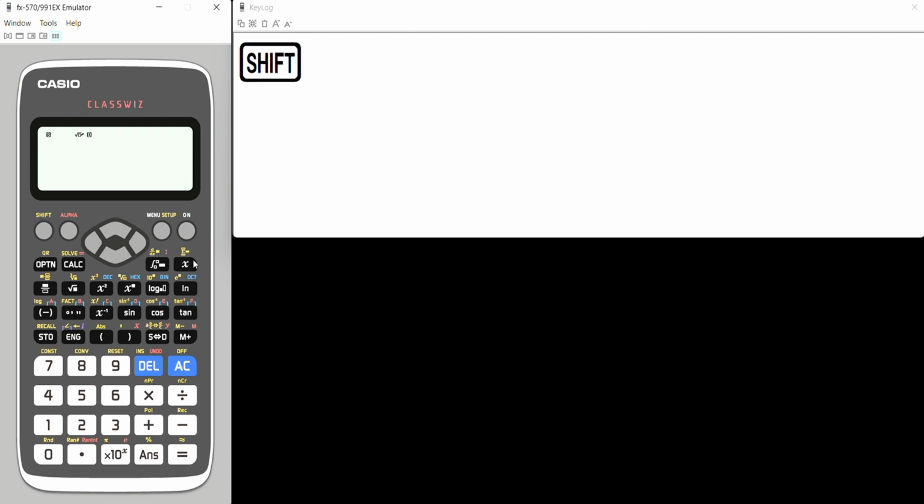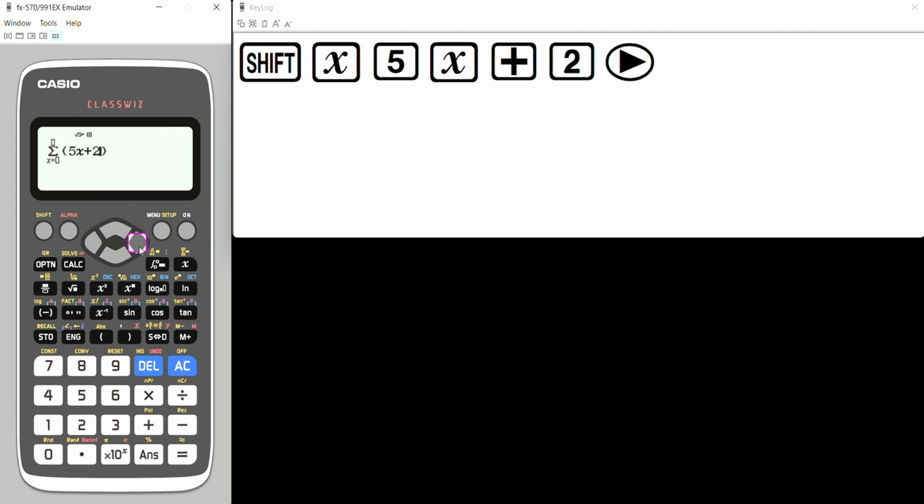Press shift and then the X, you get a sigma button, and then you can insert your equations. For example, 5x plus 2, and then you insert your first term. I'll just make it 1, and then how many terms are there? 20, and you get the sum of this series.